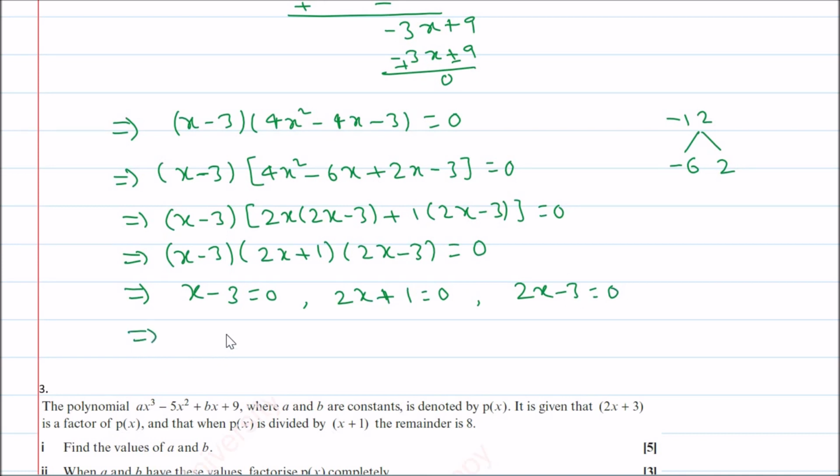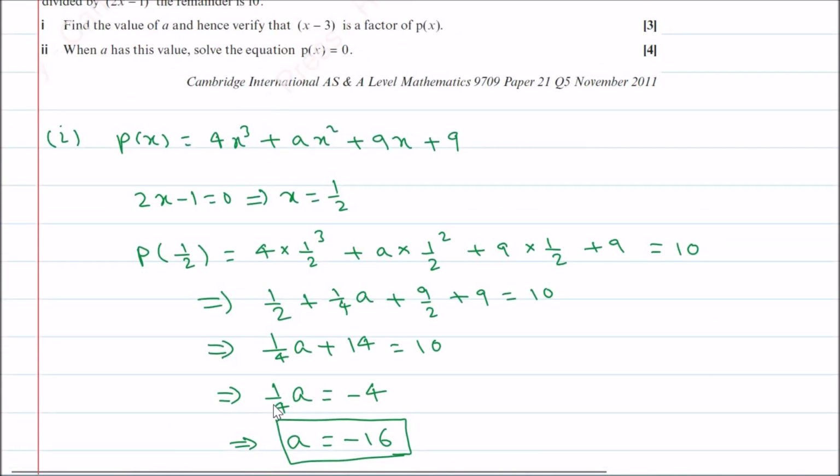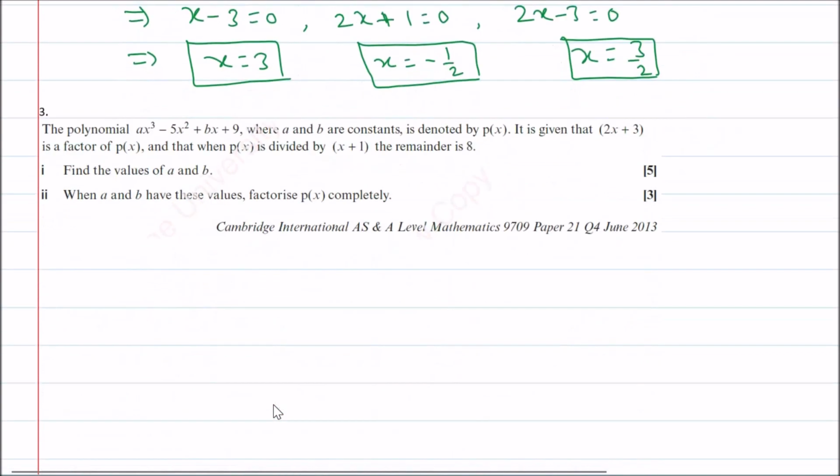And this gives us x equal to 3, x equal to minus half, and x equal to 3 by 2. So we got three solutions, 3, minus half and positive 3 by 2. As it is a cubic equation, we expect three solutions. So we are done with question number 2. Okay. Now the last question.